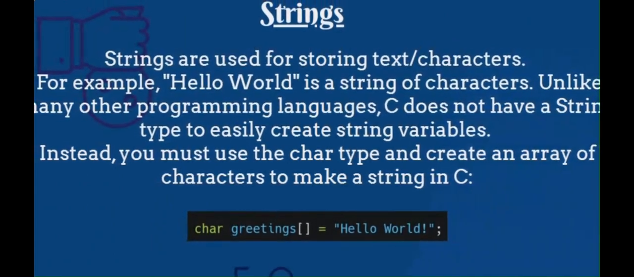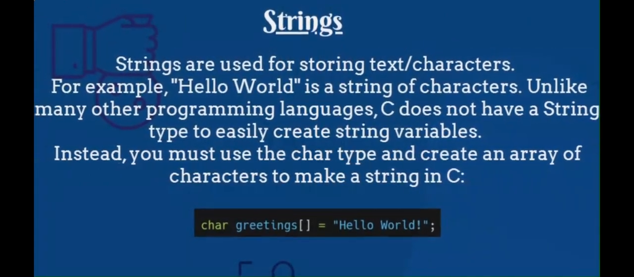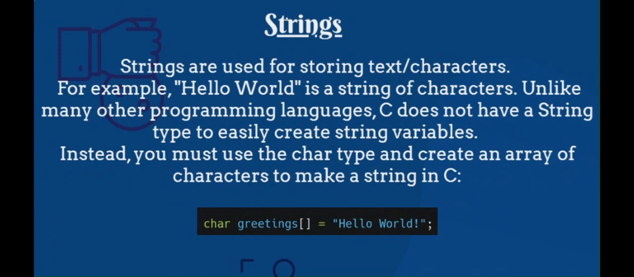Let's talk about strings. Strings are used for storing text or characters. For example, hello world is a string of characters. Unlike many other programming languages, C does not have a string type to easily create string variables. Instead, you must use the char type and create an array of characters to make a string in C, like this example. Note that you have to use double quotes.